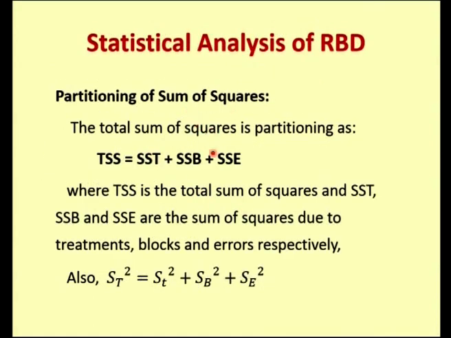And let us partition the total sum of squares present in the data under this RBD. So, it is partitioned as TSS is equal to SST plus SSB plus SSE, where TSS is nothing but total sum of squares, SST is sum of squares due to treatments, SSB is sum of squares due to blocks, and SSE is nothing but sum of squares due to error. This could be written also as S capital T squared for total sum of squares is equal to S small t squared for treatment sum of squares plus S B squared for blocks plus S E squared for error.